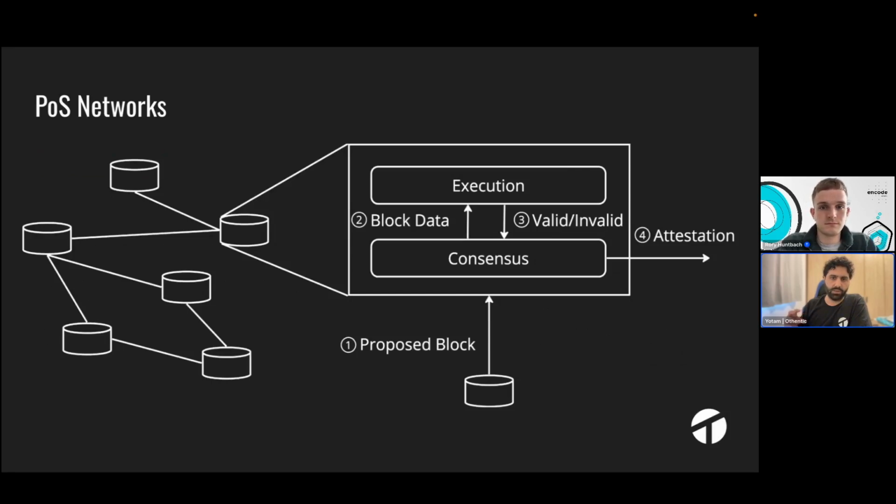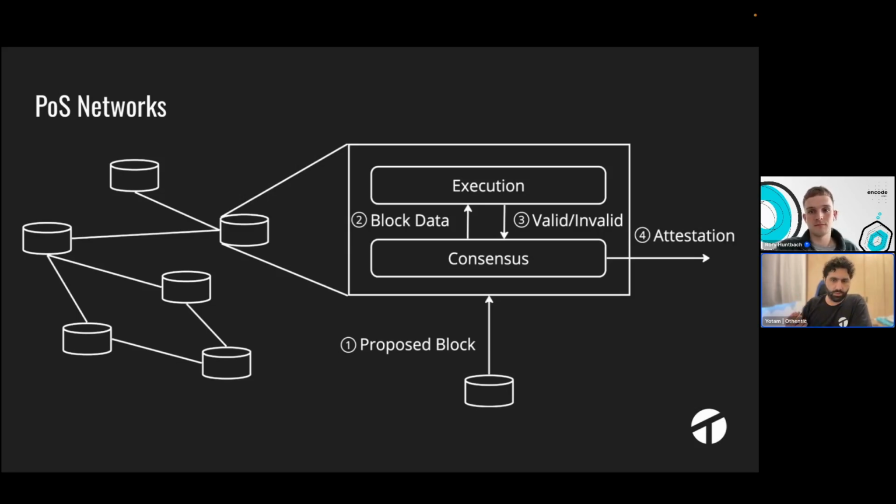So this is a very simplified view of what a typical proof-of-stake network might look like. We have all of these nodes, and if we zoom in on a single node, we find out that actually each node is running two different clients. So it's not running a single client, it's running two different clients.